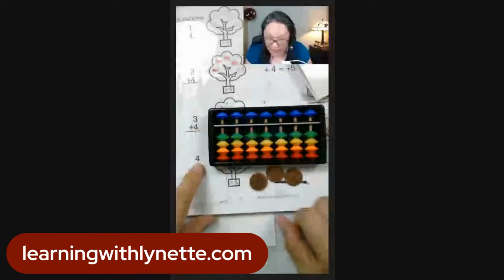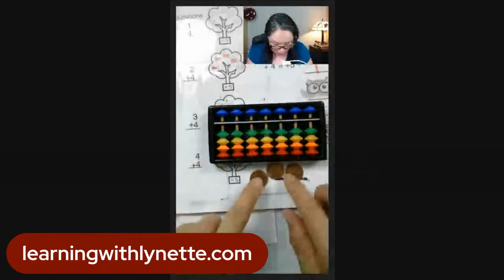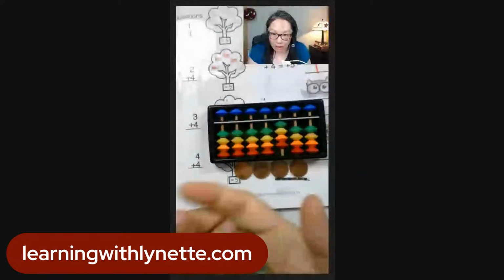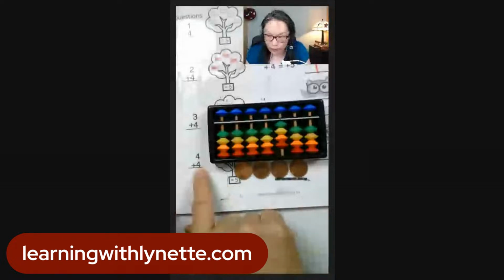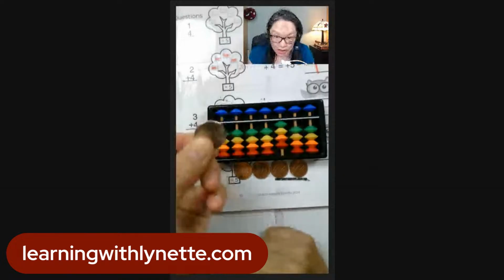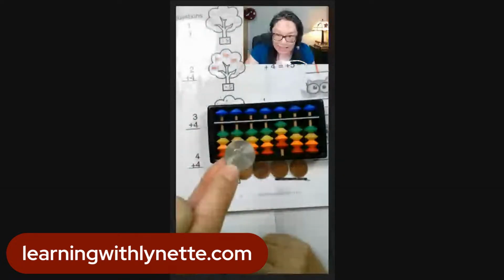We have our 4. When we have 4, 1, 2, 3, 4. Let's have 4 on the abacus. When we have 4 on the abacus, I'm going to add 4. When I add 4, I need to add the 4. I need to add another 4. But notice I only have a nickel. Because I only have a nickel, I only have 5 cents.